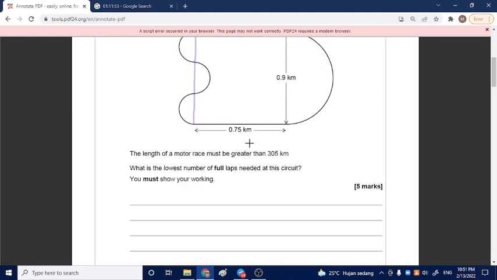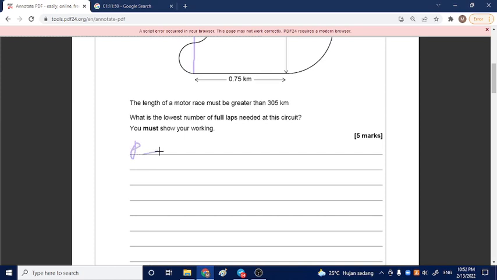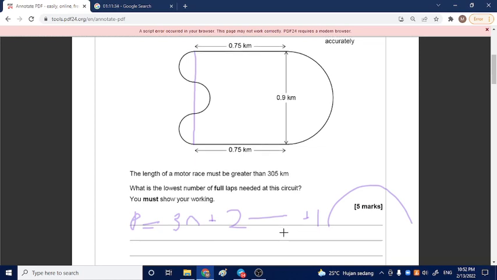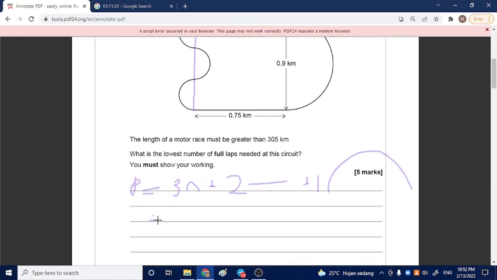So first we need to find the perimeter. Perimeter is like three small semicircles plus 2 long ones plus 1 large one. So the small would be like, since the circumference of the circle is pi d, the circumference of a semicircle is pi r. Here, r for this is 0.45, r for this is 0.15.